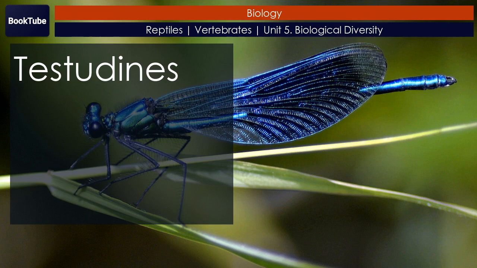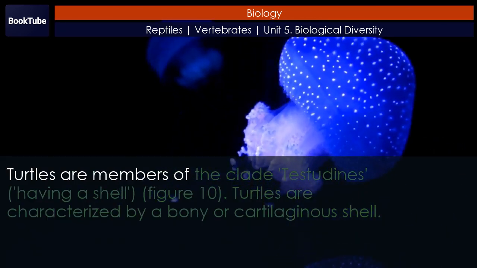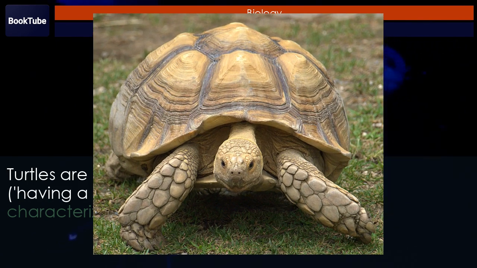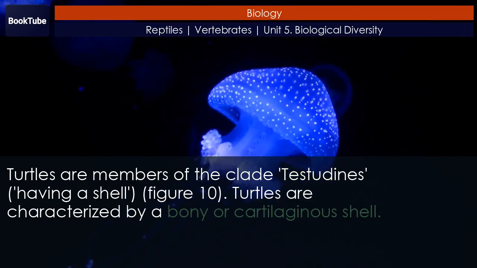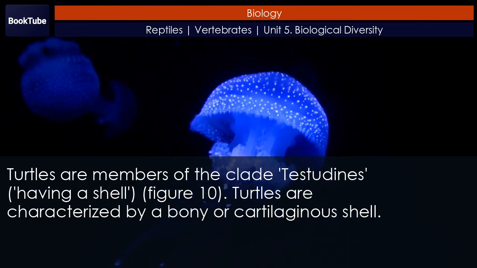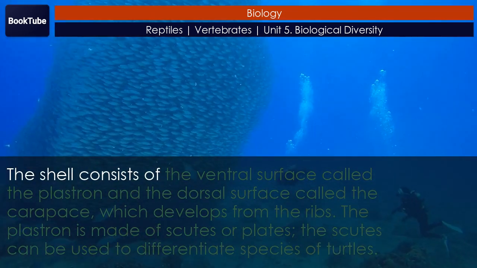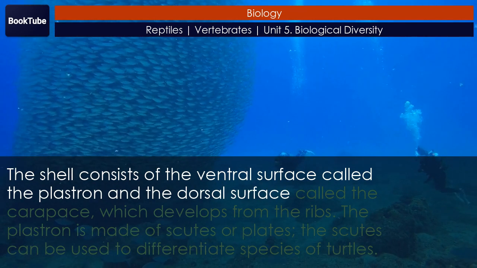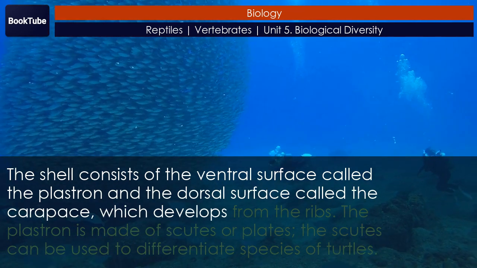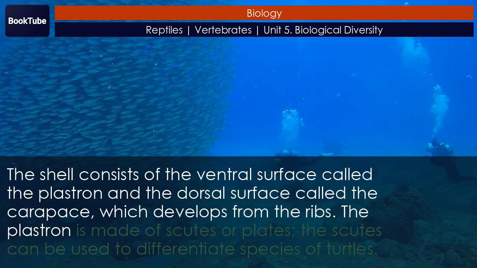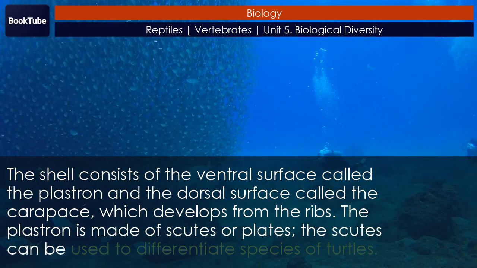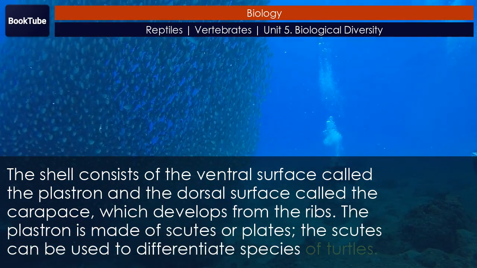Testudines. Turtles are members of the clade Testudines, having a shell. Figure 10. Turtles are characterized by a bony or cartilaginous shell. The shell consists of the ventral surface called the plastron and the dorsal surface called the carapace, which develops from the ribs. The plastron is made of scutes or plates. The scutes can be used to differentiate species of turtles.